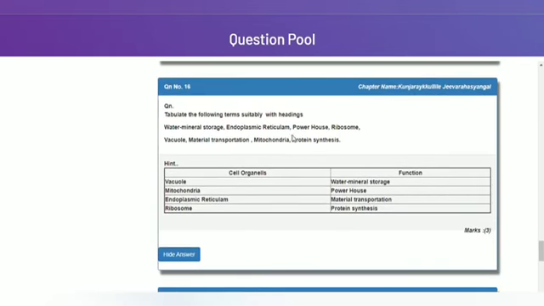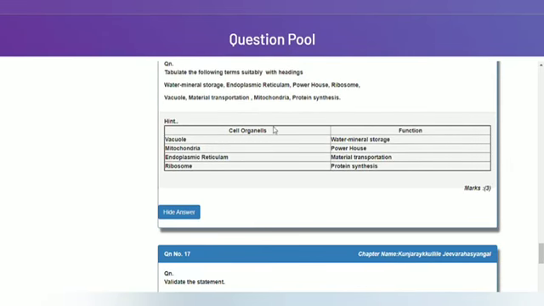Tabulate the following terms suitably with the headings: water, mineral storage, endoplasmic reticulum, powerhouse, ribosome, vacuole, material transportation, mitochondria and protein synthesis. One column is cell organelles, the second is function. Vacuole: water, mineral storage. Mitochondria: powerhouse. Endoplasmic reticulum: material transportation. Ribosome: protein synthesis.